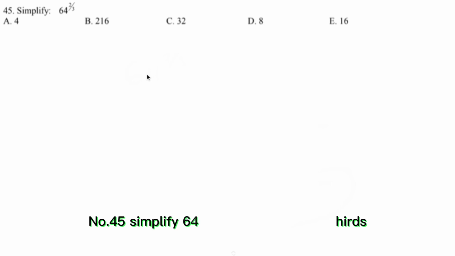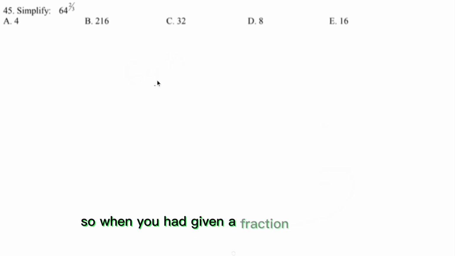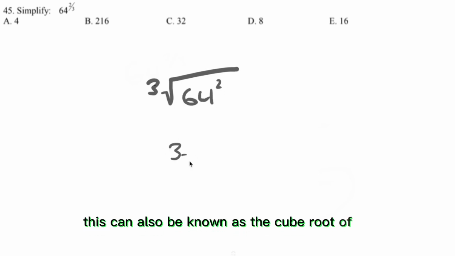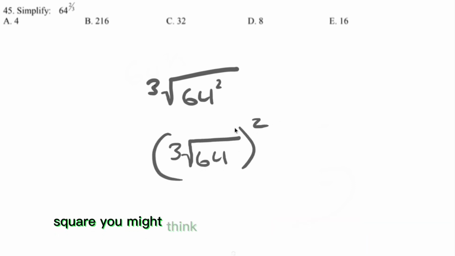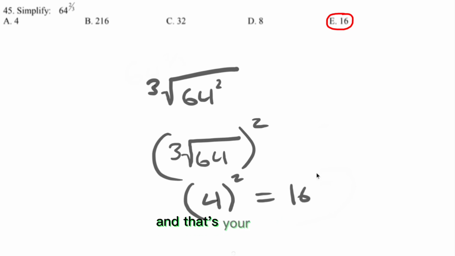Number 45. Simplify 64 to the power of 2/3. When doing a problem where you're putting a number to the power of a fraction, what you have to do is write this in a way that it's easier to understand. So when you're given a fraction as the power, the right way to write this is the cube root of 64 squared. However, this can also be written as the cube root of 64, squared. You might think it doesn't make a big difference, but it does, because this is just 4, and now you can just square this, and that gets you 16, and that's your answer.